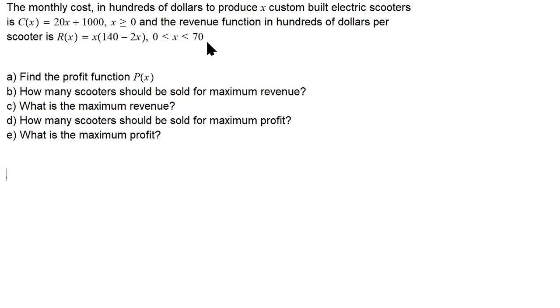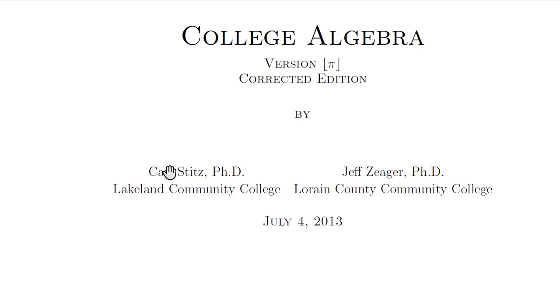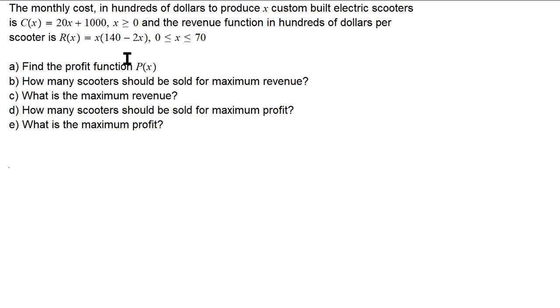So we are going to work on this example, which is from your algebra textbook, College Algebra by Carl Stitz and Jeff Zeager. We are given this statement that the cost function in hundreds of dollars to produce x custom built electric scooters is given by this cost function, and the revenue function in hundreds of dollars is given by this revenue equation. And the domain is from 0 to 70.